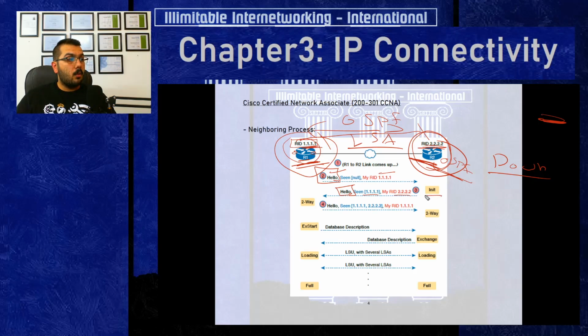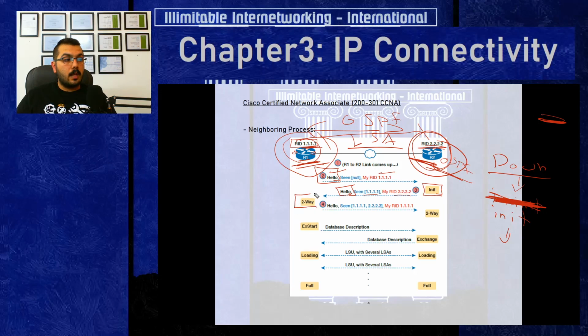So this takes us from the down state to the initiation state, or it's called INIT also, if you'd like to call it so. Okay, INIT, initiate. This is what will happen. So this is initiate, and this is the reply to it.